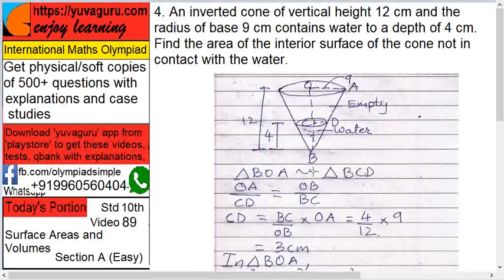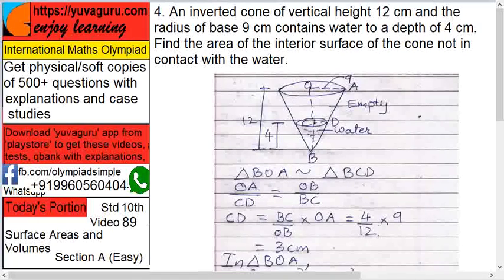Now if you draw the triangles over here, BOA and BCD, then they will be similar, right? Similar triangles. Why? AA test: both angles are 90 and this common angle B. So AA test of similarity. Therefore OA upon CD equals OB upon BC, the ratio of corresponding sides of similar triangles. Therefore CD equals BC upon OB into OA, that is 4 upon 12 into 9, that is 3 centimeters.